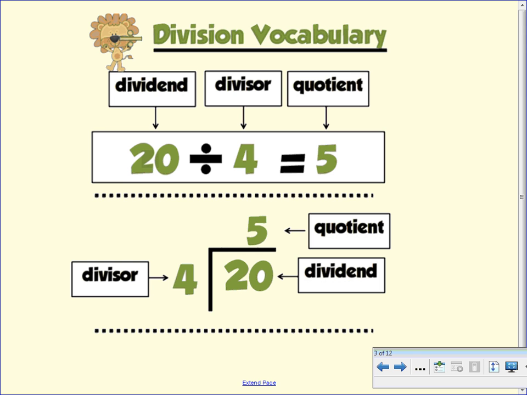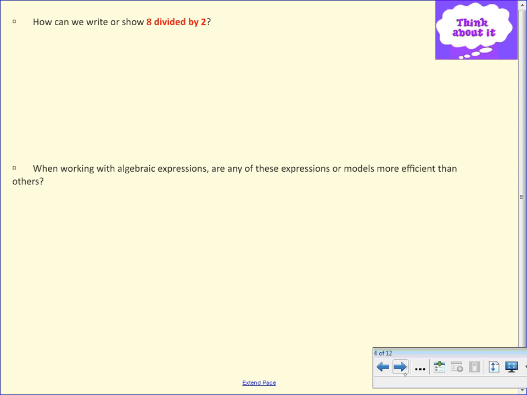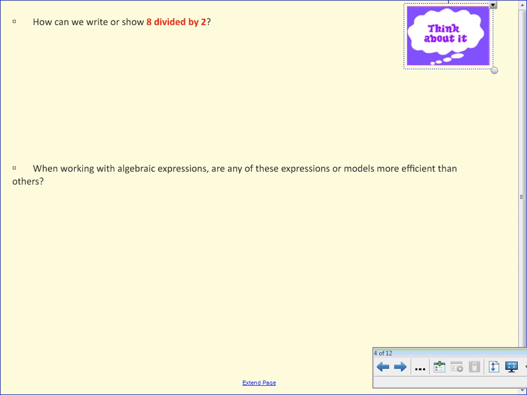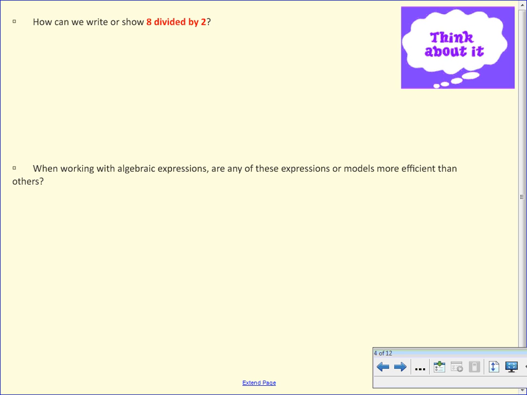So now that we've reviewed the vocabulary, let's just review the concept of division. You're still not working in your notes yet. We're just going to think about it and discuss it together, okay? So how can we write or show 8 divided by 2? What are some different ways that we know that we can write that?